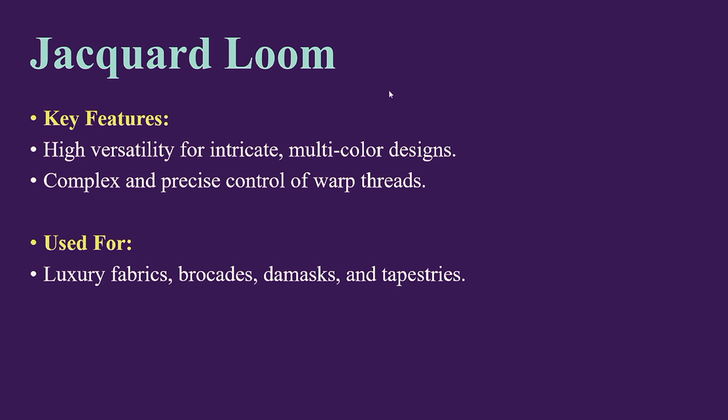Key features, or advantages, are the unique properties of these looms, which are high versatility for intricate and multicolor designs. A lot of colors can be used. Complex and precise control of weft threads is done by computerized or automated, or you can say programming systems. So complex and precise control of weft thread is done in jacquard looms. These are used for fabrics, brocade, damasks, and tapestries.